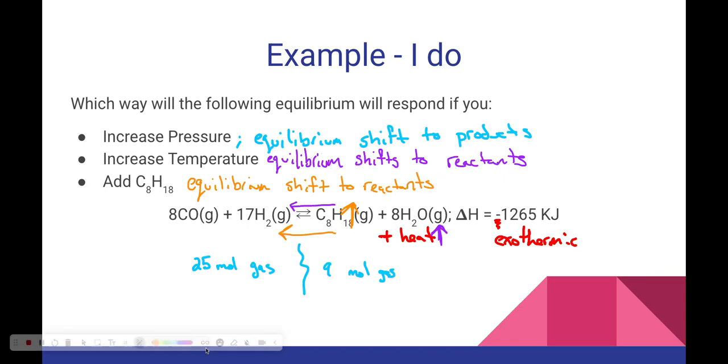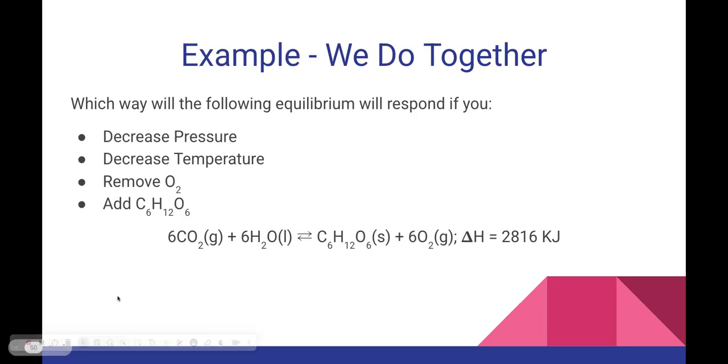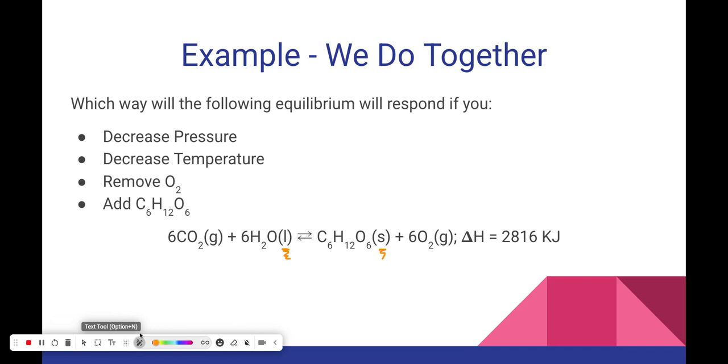Let's take a look at another one. All right. So this one is going to be a little bit more tricky because we're looking at a separate equilibrium. It's tricky in the sense, guys, that it's a heterogeneous equilibrium, right? We've got a liquid phase here and a solid phase here. So it's going to be a little bit more tricky, but nonetheless doable. So again, we're going to be predicting how the equilibrium is going to respond if we decrease the pressure, decrease the temperature, remove some oxygen, and then add this molecule here, C6H12O6, which is called glucose, okay?